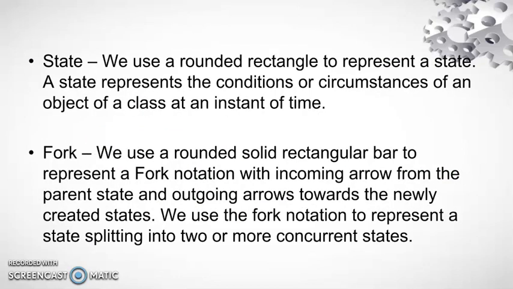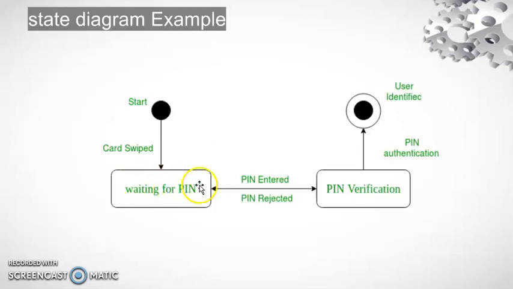And for state, we use a rounded rectangle to represent the state. A state represents the condition or circumstances of an object of a class at an instant of time. So this is what we have told you.